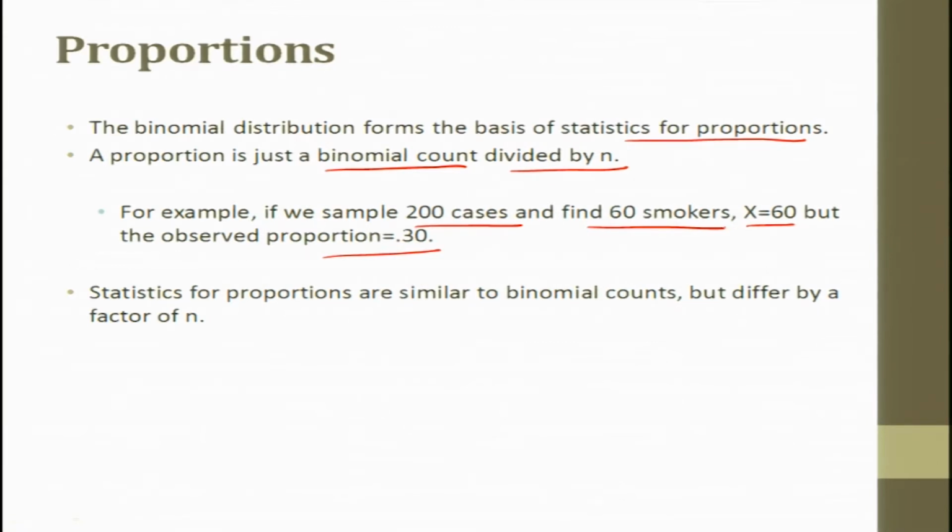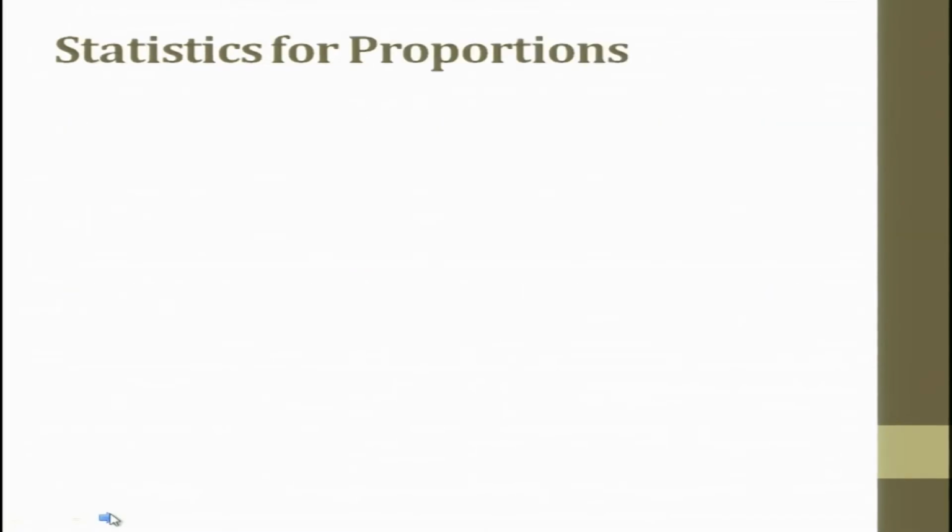Now, how to use statistics here? How to use the binomial distribution? For that, statistics for proportions are similar to binomial counts, but differ by a factor of n. So, the mean mu is equal to n into p, and this differs by a factor of n.